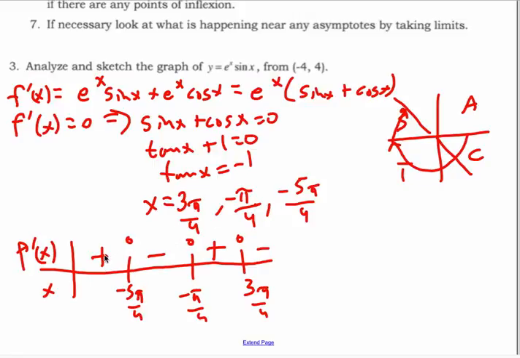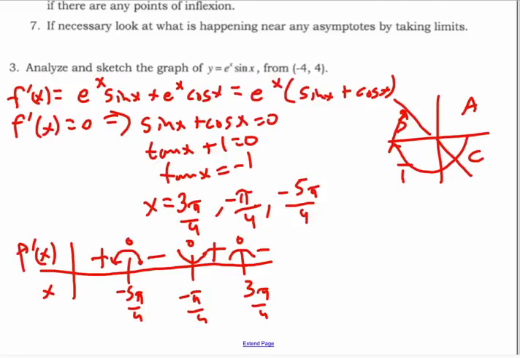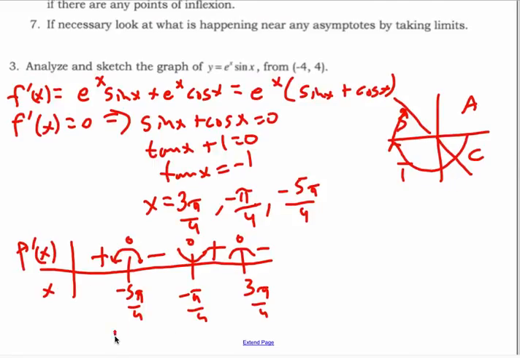Okay, so this is going from increasing to decreasing. Right, so we're going to have a maximum, decreasing, increasing, so we're going to have a minimum, and then we're going to have another maximum. Okay, so that is a max, and this is a min, and that's a max, and that'll help us with the graphing. We also will need to find the second derivative to find any points of inflection.